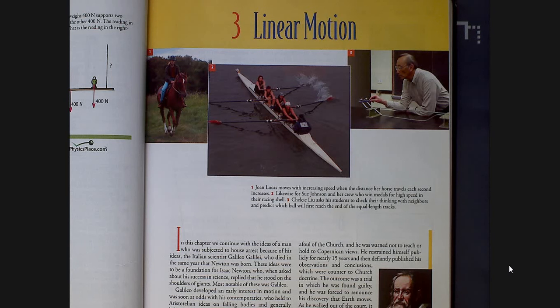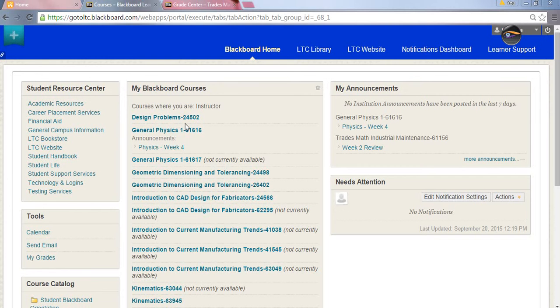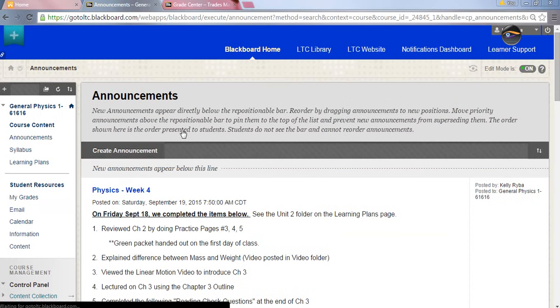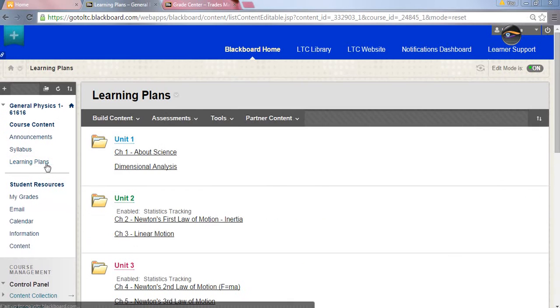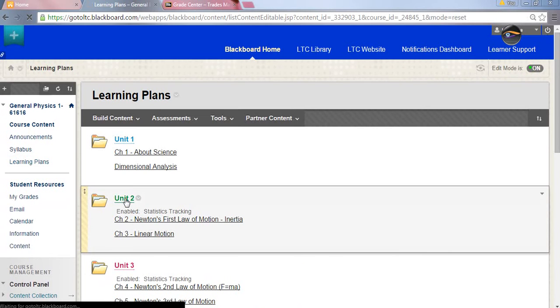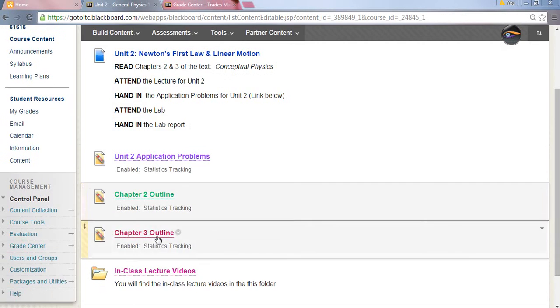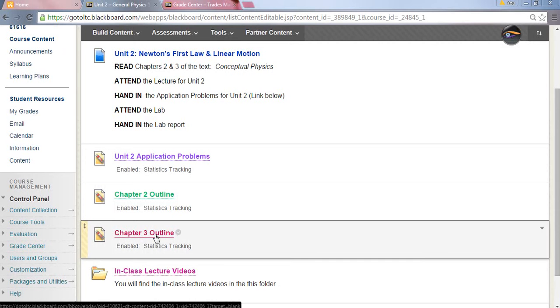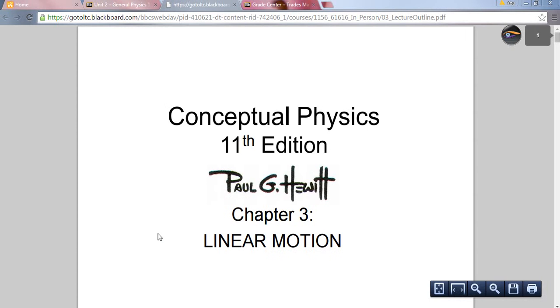Today's lecture is going to be on linear motion, which is chapter 3 in your textbook. We're going to go to the website Blackboard and go into the general physics course, and under the learning plans, unit 2, we will see the outline for chapter 3. This is the PowerPoint presentation in PDF format for this chapter.